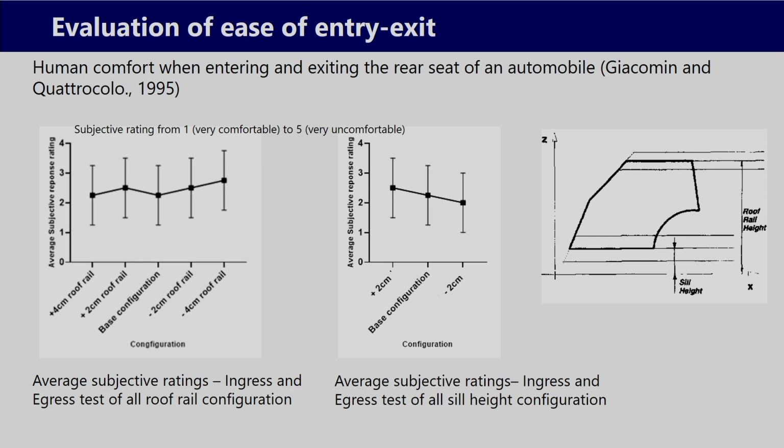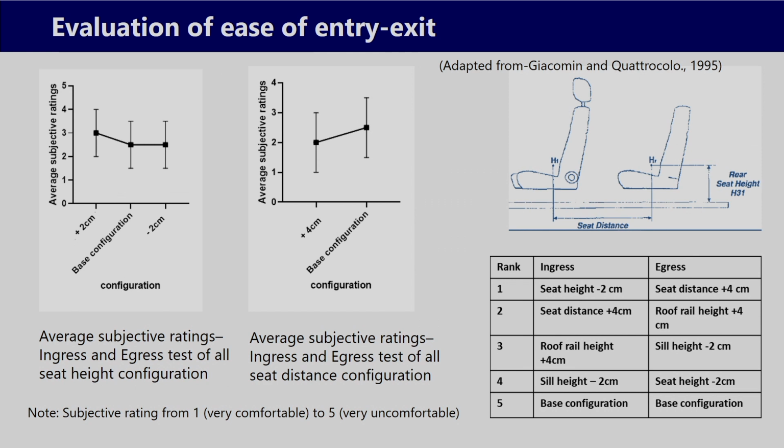Now, here we are discussing one research paper where Giacomin and Quattrocolo in 95 described how we can take the rating regarding the sill height, roof rail height and other variables like seat dimension, then rear seat height.